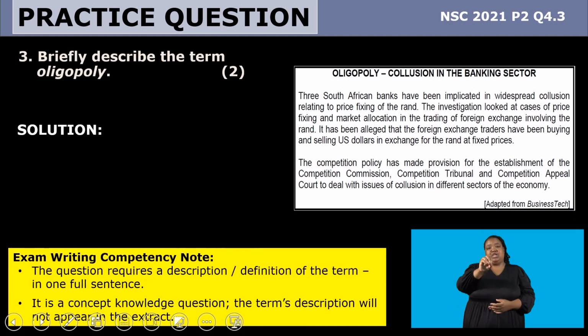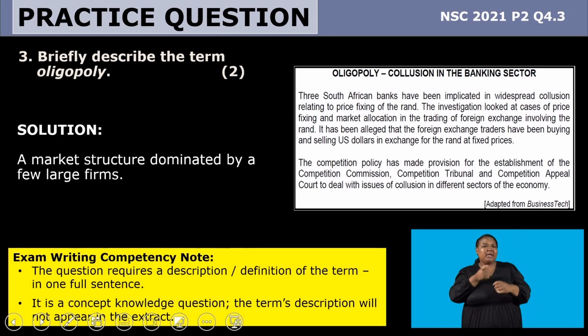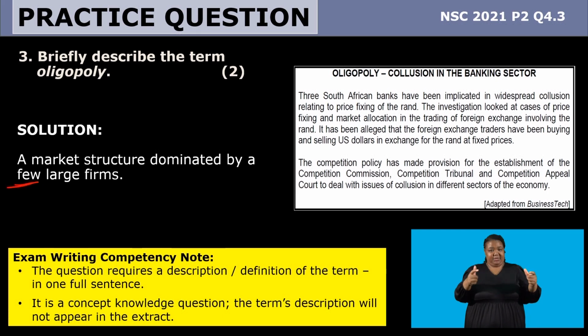Briefly describe the term oligopoly. So this tests for your understanding of the concept, oligopoly. It's a market structure dominated by few large firms. So few in terms of number, large in terms of the size.